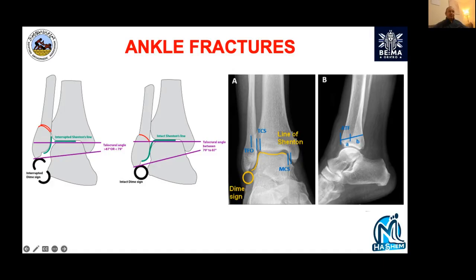If this angle is below 80 or above 90, we speak about a disturbed talocrural angle, and this means the fibular length is not right. If it is increased, this means the fibula is short. If it's decreased, it means the fibula is long.